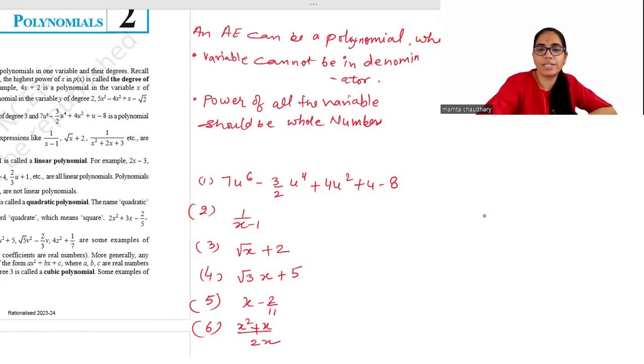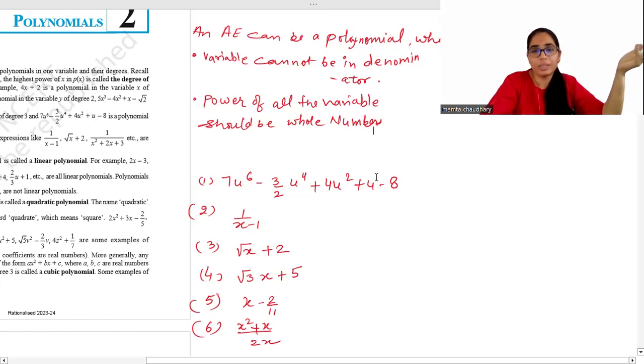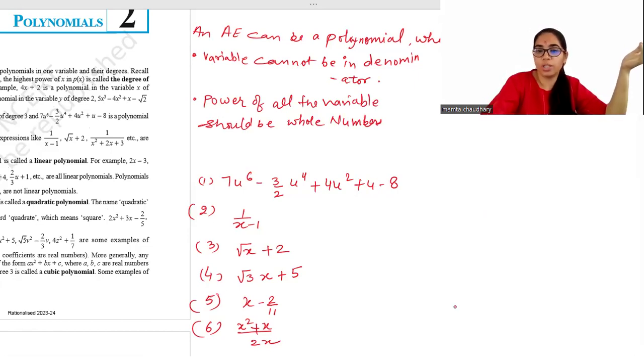Okay, so now let's check here. Here, u raised to power 6. First of all, in the first one, there is no variable in the denominator, so the first condition is satisfied. Now the second condition: we will check the power. Here u raised to power 6, 6 is a whole number. u raised to power 4, 4 is a whole number. u raised to power 2, 2 is a whole number. Now, u raised to power nothing. Nothing is what? 1. Clear? So here it's 1, which is again a whole number.